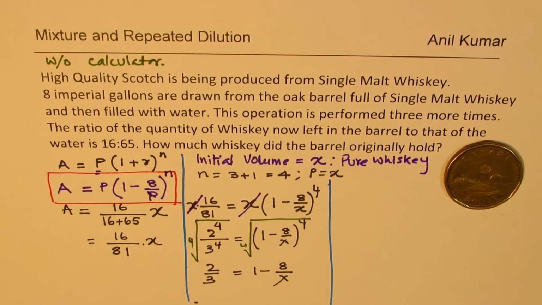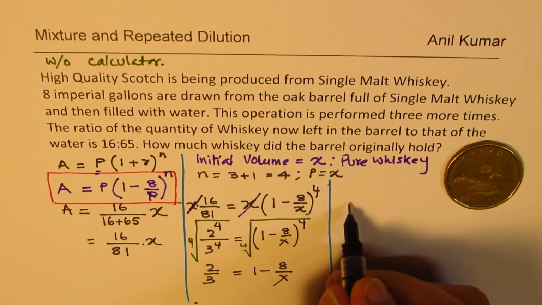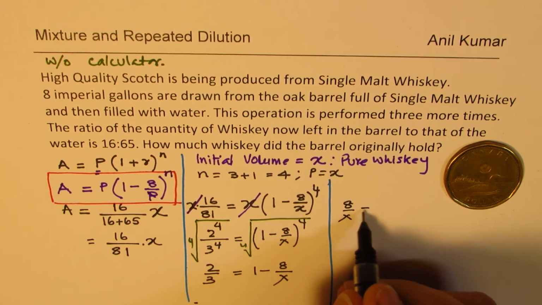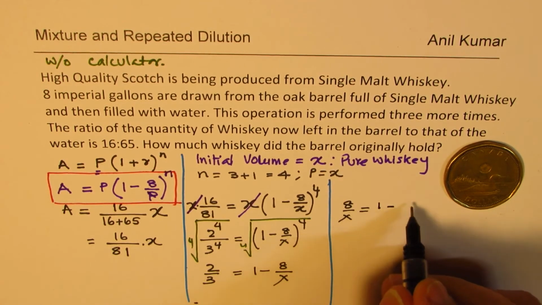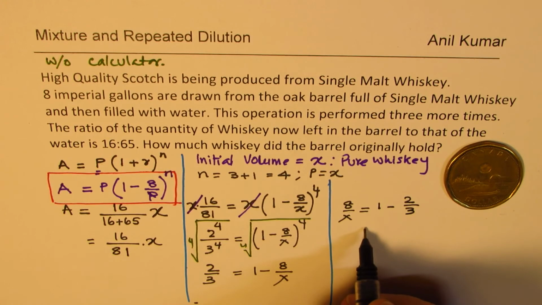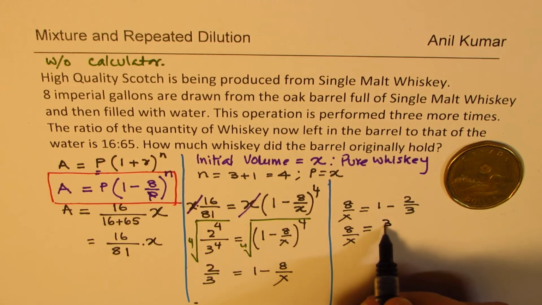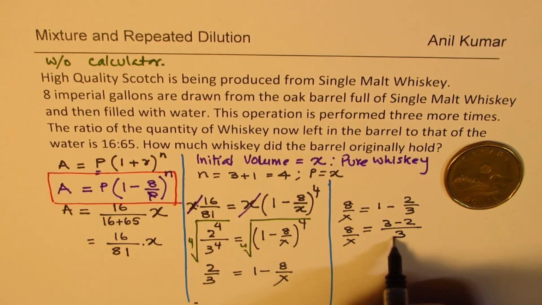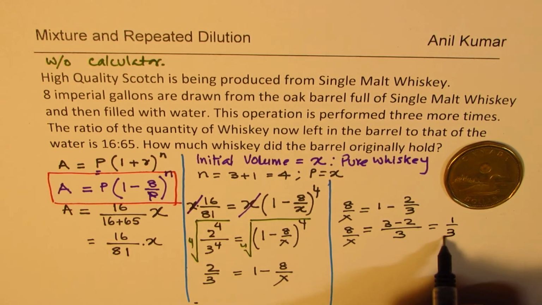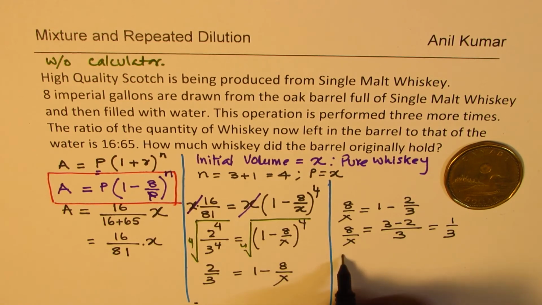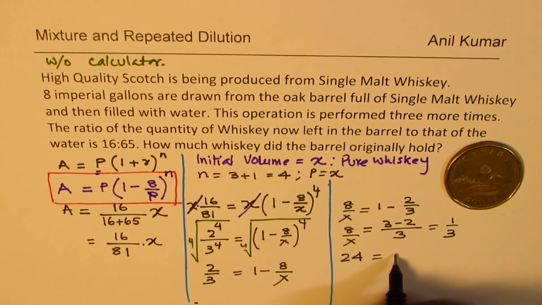So 2 over 3 equals 1 minus 8 over X. Now we can easily solve this. So we have 8 over X as equal to 1 minus 2 over 3. See the beauty of calculations. So we get 3 minus 2, or let me write one more step, which is 1 over 3, right? So cross multiply, so we get 24 equals X. So that gives you the answer.